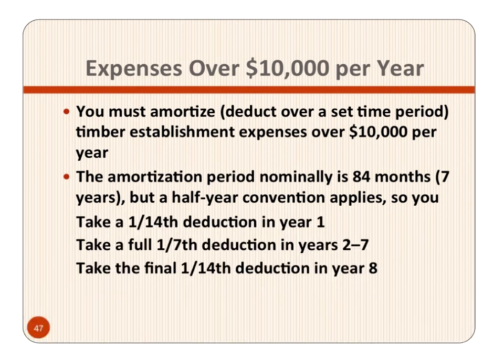Expenses over $10,000 a year that you can't deduct outright, you need to amortize, and this just means deduct over a set time period. Timber establishment expenses over $10,000. The amortization period is 84 months. If you divide, you would think that's 7 years. But there's a half-year convention that applies. You can only take a half a deduction in the first year, so it actually takes 8 calendar years to take a 7-year deduction. So you deduct 1/14 of the excess over $10,000 in year 1, a full 1/7 in years 2 through 7, and that last 1/14 in year 8.